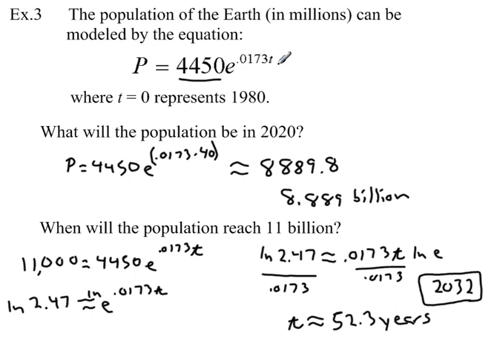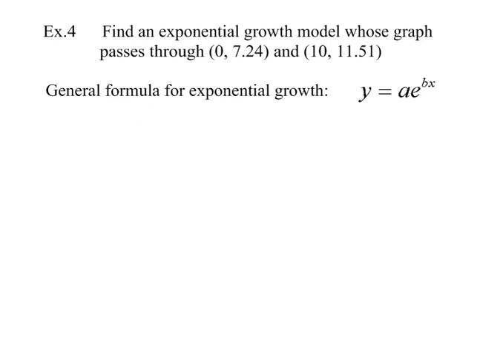Okay, so now we know if we're given some kind of equation how to follow that to answer different questions. This next example, totally different. Now I'm saying let's find a model whose graph passes through these points. So let's say after 0 years, there's 7.24 million people in this country. After 10 years, there's 11.51 million. What's the formula for that? How do we find that formula?